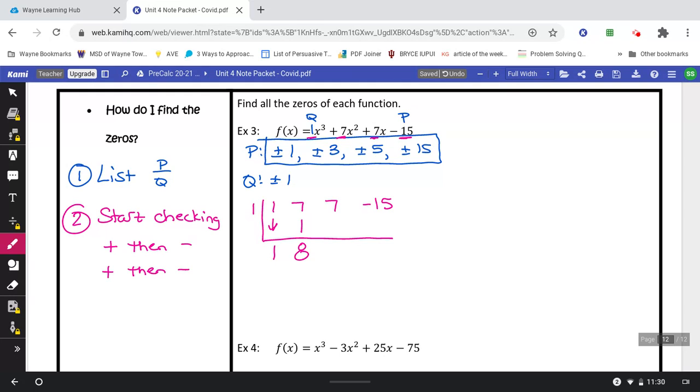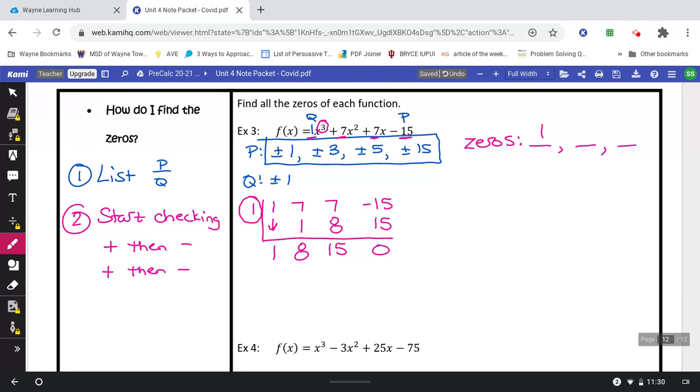Multiply 1 times 8 to get 8. Add 7 plus 8 to get 15. Multiply 1 times 15 to get 15. Add those to get 0. That means that positive 1 is one of my answers. So if you want to, off to the side, you can write a list of all your zeros. Because of this 3 right here, we know that there are going to be 3 answers. And I've already found one of them to be 1.